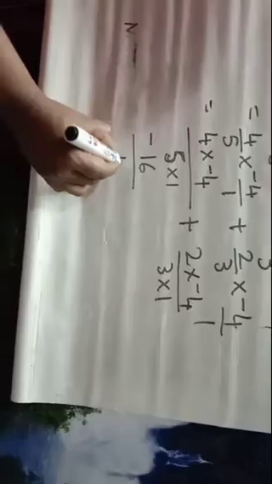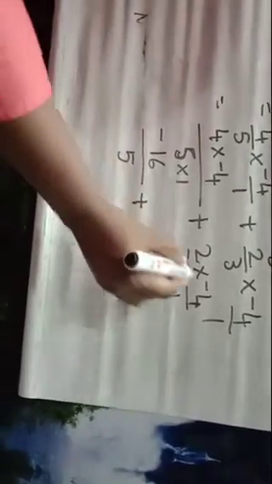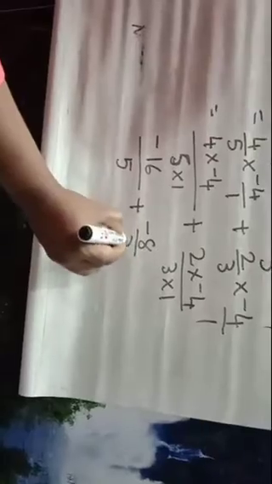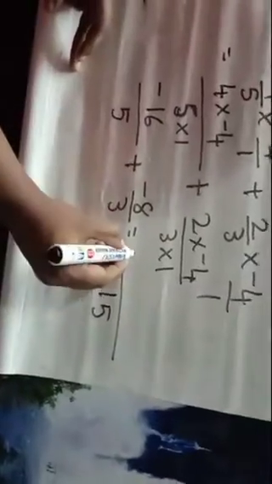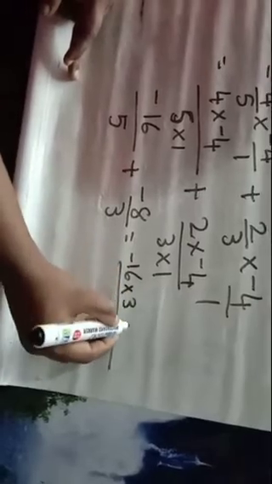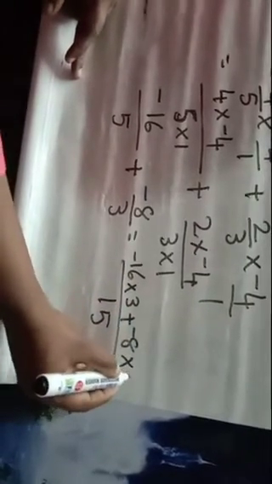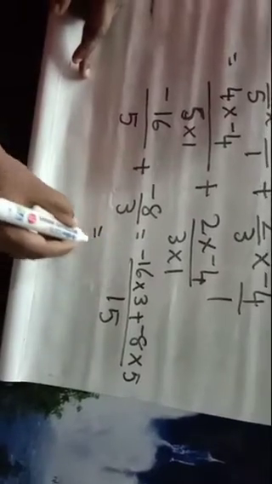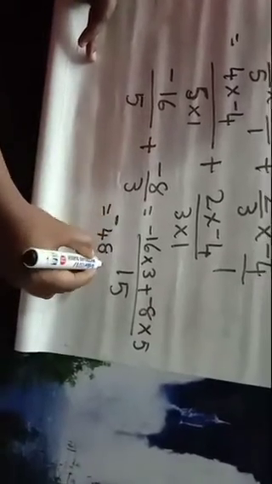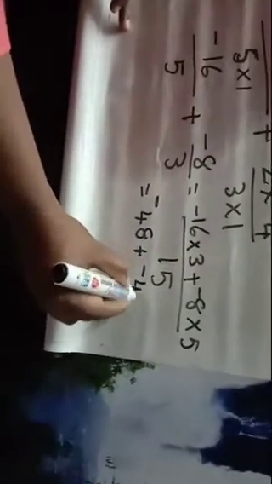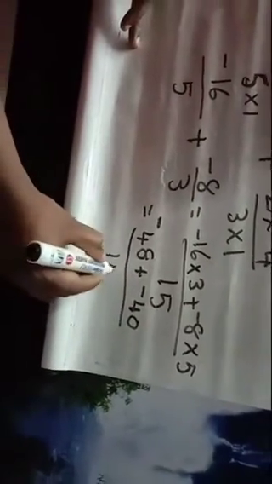4 fours are 16, so negative 16 by 5, plus 2 into negative 4, negative 8 by 3. Again the LCM is 15. Minus 16 into 3 plus minus 8 into 5 over 15, which is minus 48 plus minus 40 by 15.